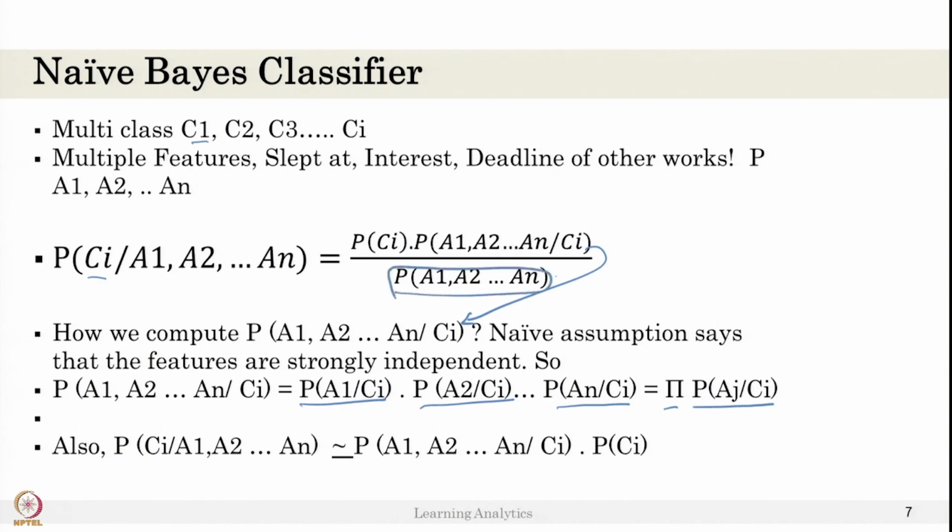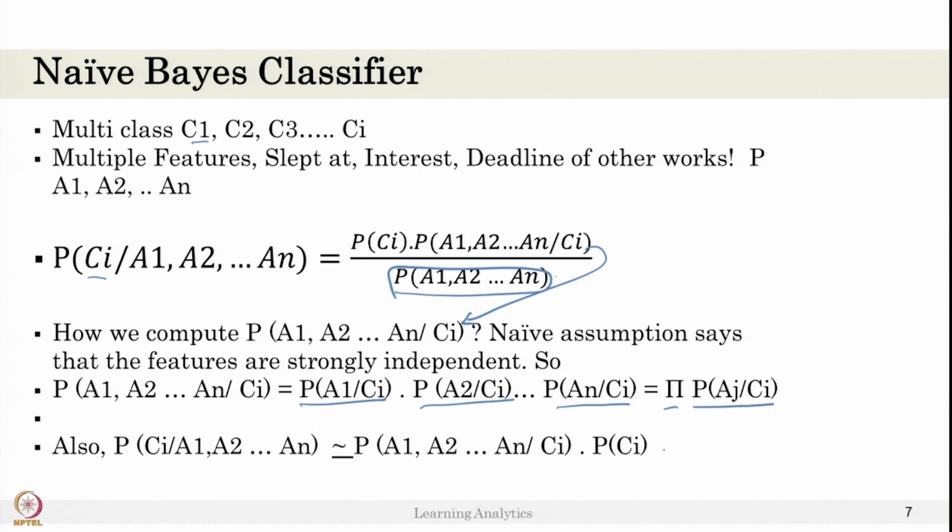Because this will be the common denominator in all the comparisons, we can ignore that. So, the naive Bayes classifier is very simplified into the probability of all the events occurring given Ci, that is exactly this product rule, times the probability of Ci. That is it.